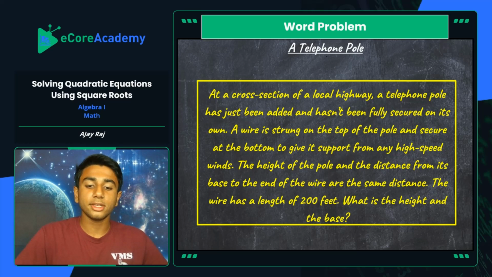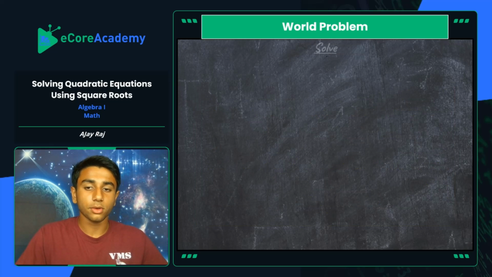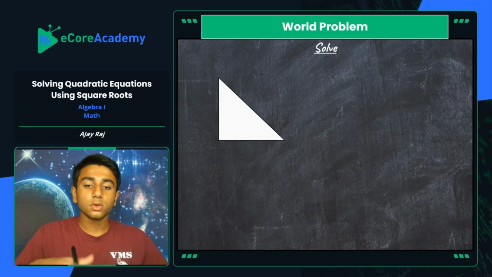The height of the pole and the distance from its base to the end of the wire are the same distance. The wire has a length of 200 feet. What is the height and what is the base, essentially? So let's take a look at this from a graphical standpoint. Let's solve it. So essentially what we're looking at is basically a triangle.